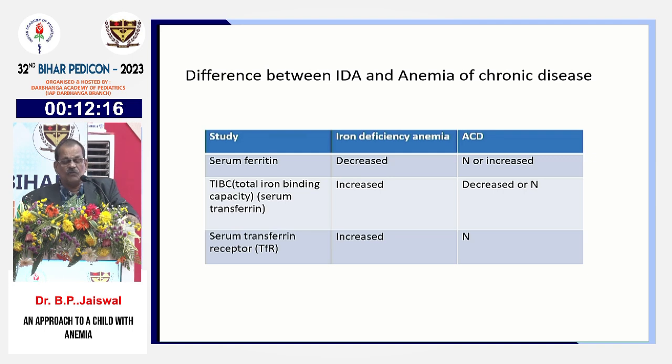एनीमिया ऑफ क्रोनिक, ACD इज एनीमिया ऑफ क्रोनिक डिजीज. तो इसमें देखिए सीरम फेरिटिन और इधर आयरन डेफिशिएंसी एनीमिया में डिक्रीज रहेगा, और क्रोनिक जो डिजीज के कारण एनीमिया है दैट विल बी नॉर्मल और इंक्रीज्ड.